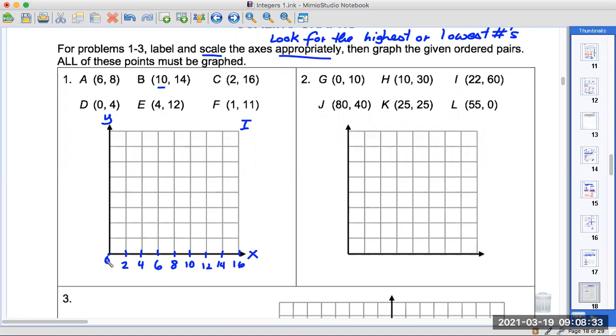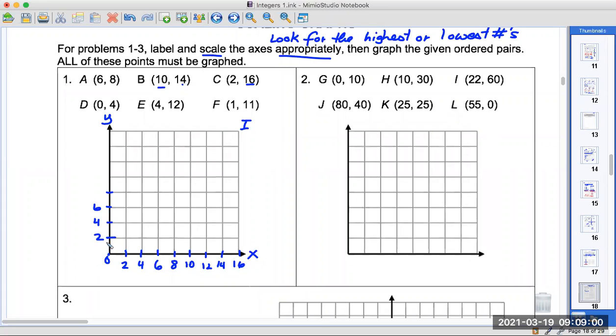This is always 0. And then look at the y's: 8, 14, 16, 4, 12. So the highest is 16. On the y-axis, we can go by 2's again: 2, 4, 6. The key is you have to have your spaces the same.